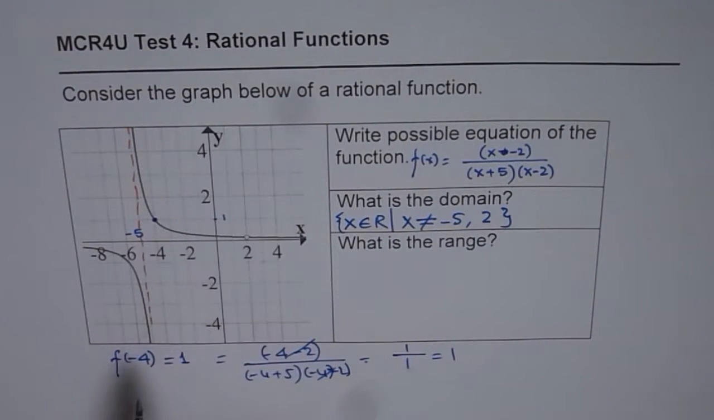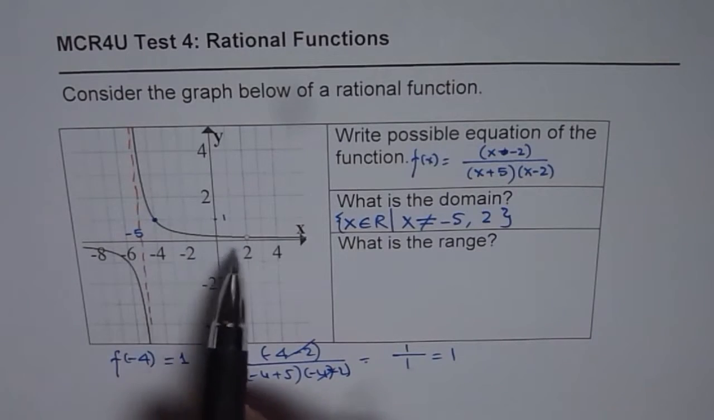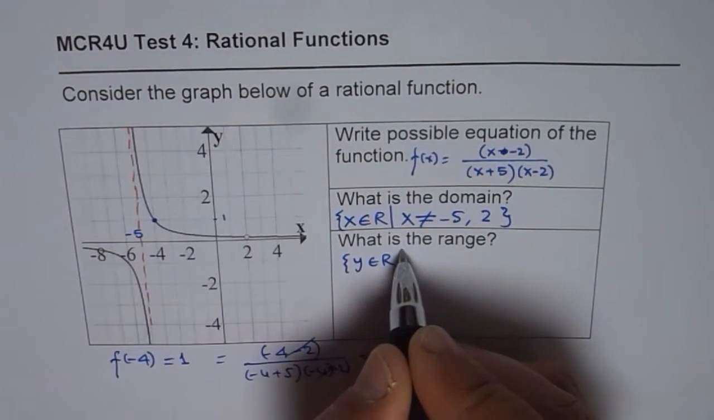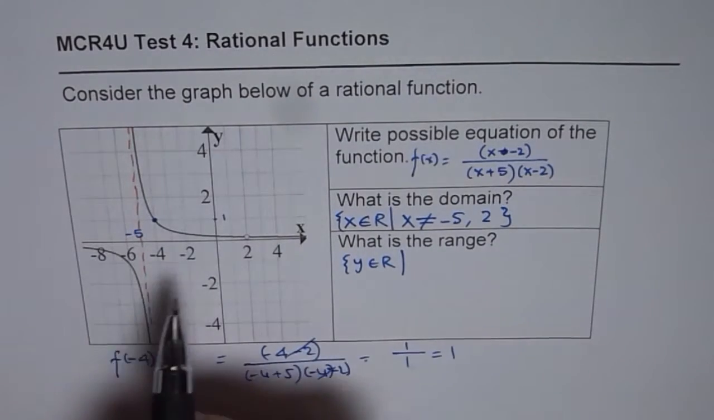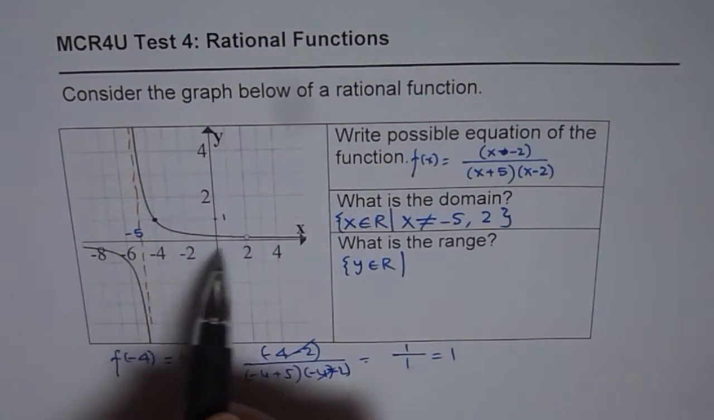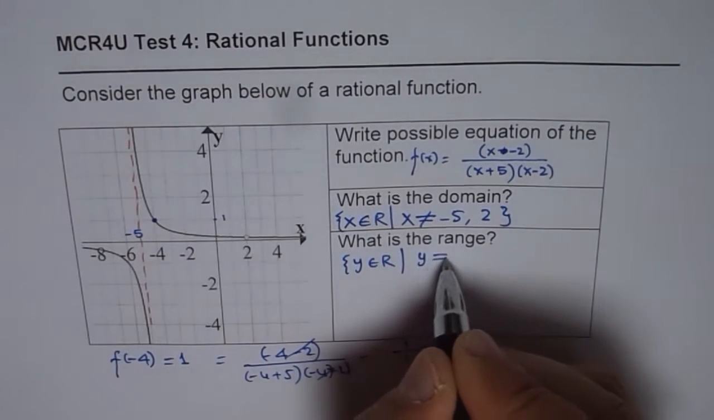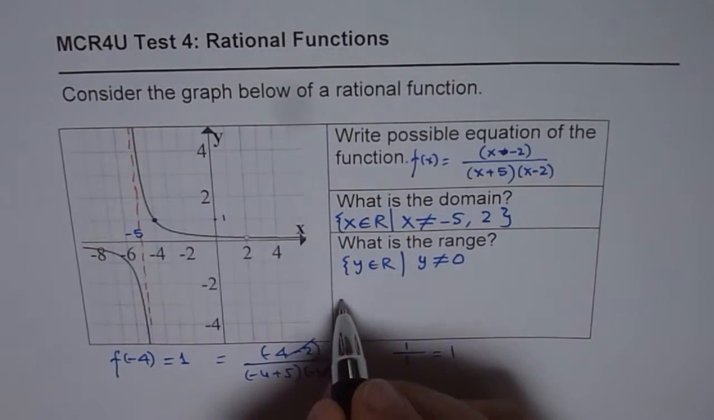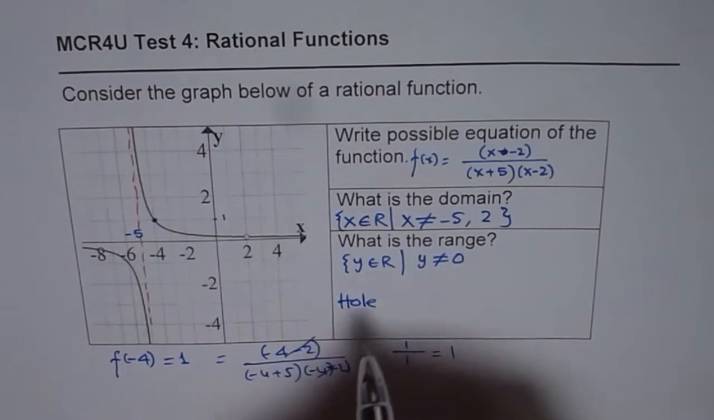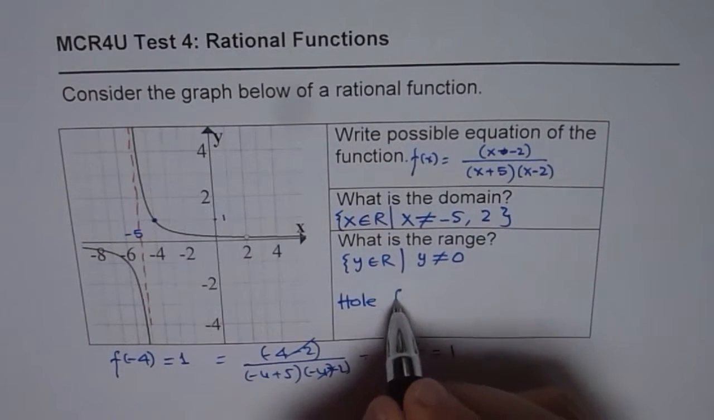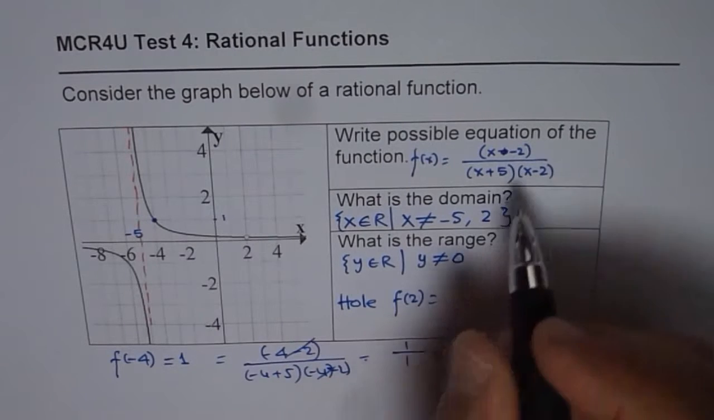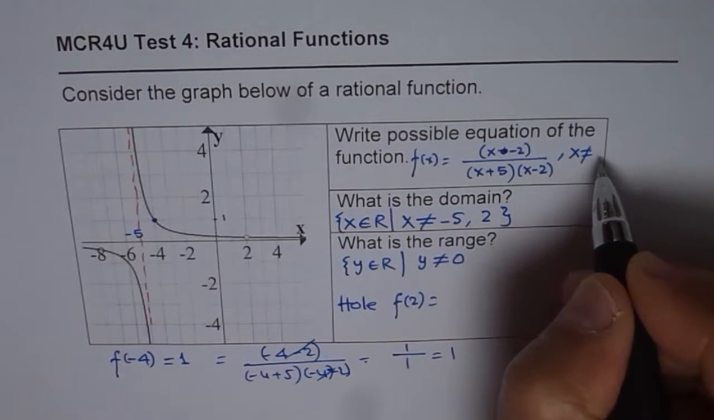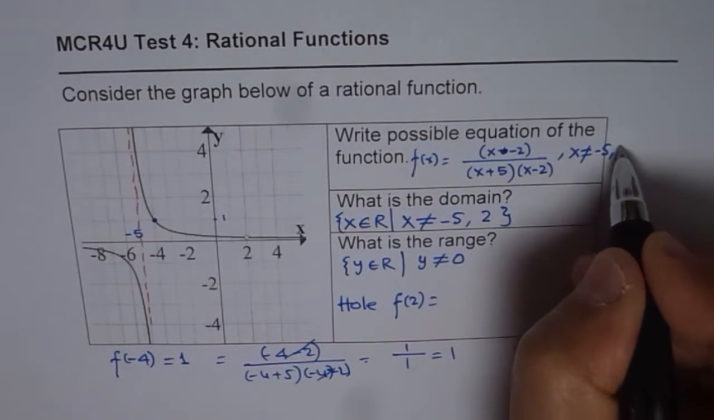How about the range? Now to find the range, we can say y belongs to real numbers, but there are a couple of restrictions. One, of course, we have a horizontal asymptote, so y is not equal to 0. But remember, there is a hole. So let's locate the position of the hole now. So the hole is at 2. So the hole is at f of 2. We know this function is defined where x is not equal to minus 5 and 2.